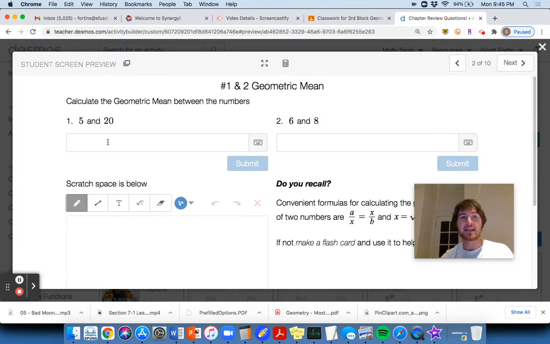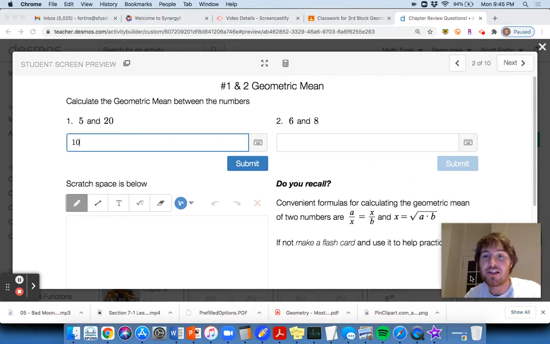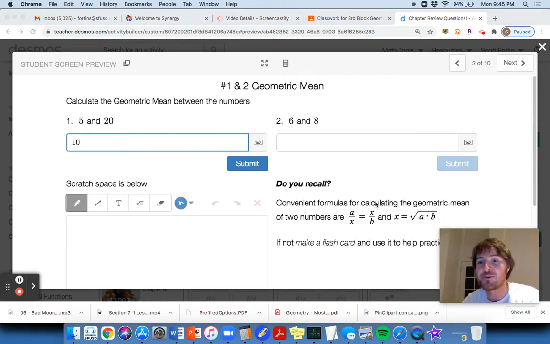So this one was 10. Geometric mean, of course. A mean is an average, right? So 5 to 10 is the same as 10 to 20, they're both a 1 to 2 ratio. You can logic through it like that, but it might be easier to use this formula here: 5 to x equals x over 20.